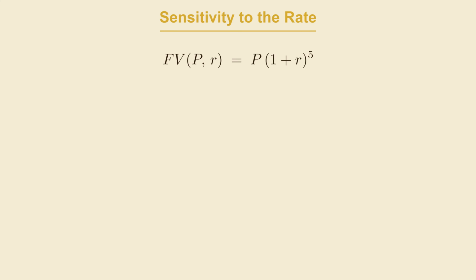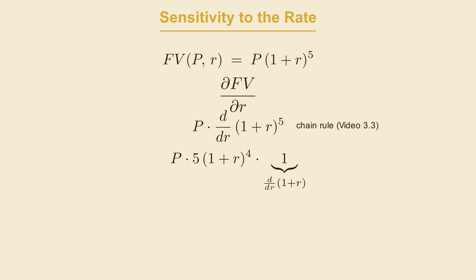Now let's calculate the partial derivative with respect to R. We hold P fixed, which keeps it out front as a constant. So we are differentiating P times (1 + R)^5 with respect to R. The chain rule from a few videos back gives us 5 times (1 + R)^4 times the derivative of the inside, which is just 1.